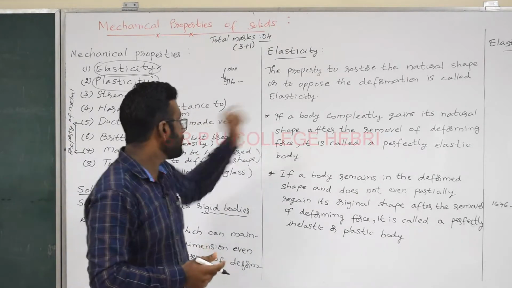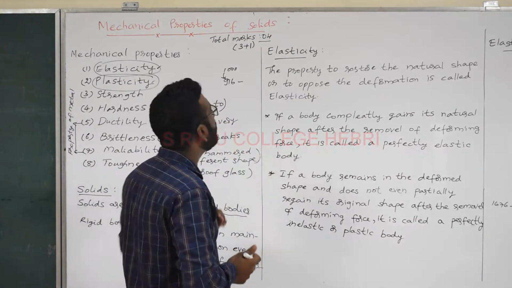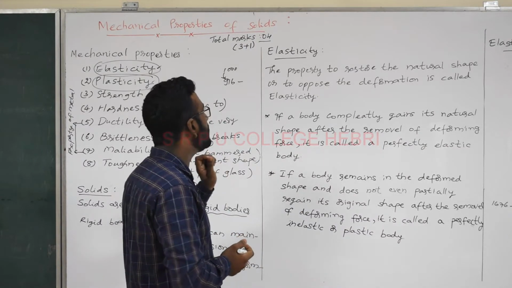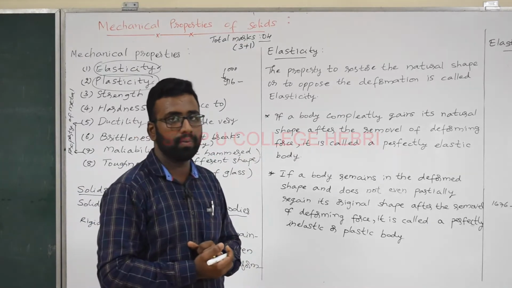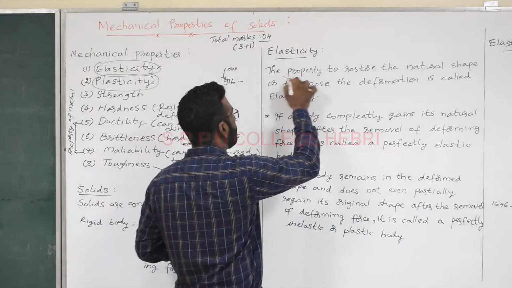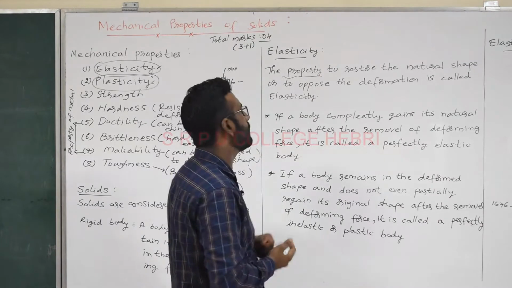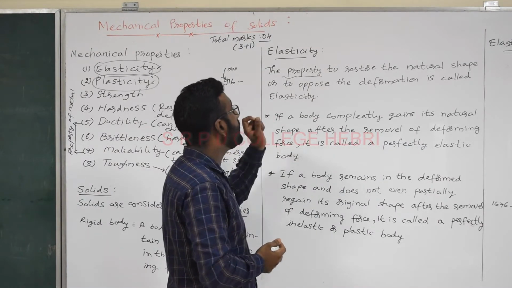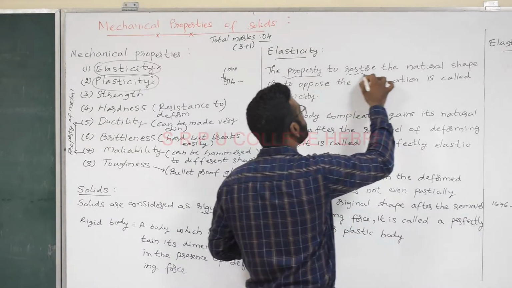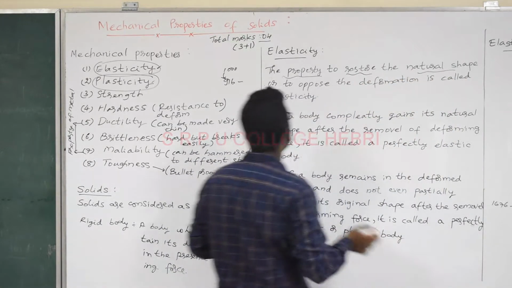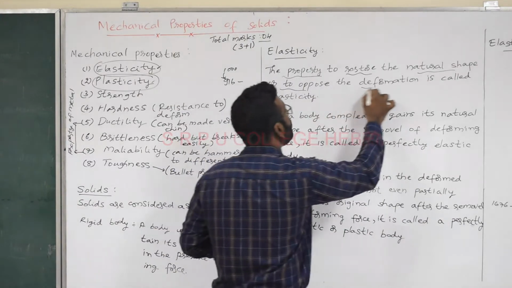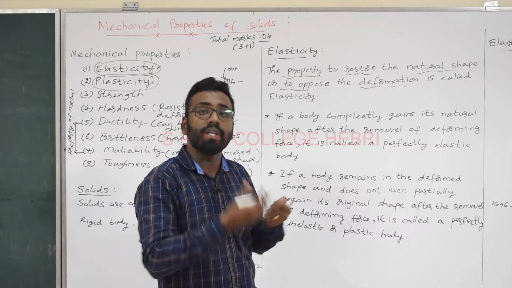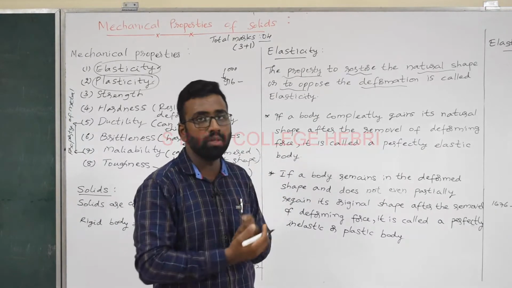Okay. The definition I have given here: the property to restore the natural shape or to oppose the deformation is called elasticity. So it is a property, correct? It is a mechanical property. What does the material do with this property? It can restore its natural shape or oppose the deforming force, or oppose the deformation that is happening to that particular material.